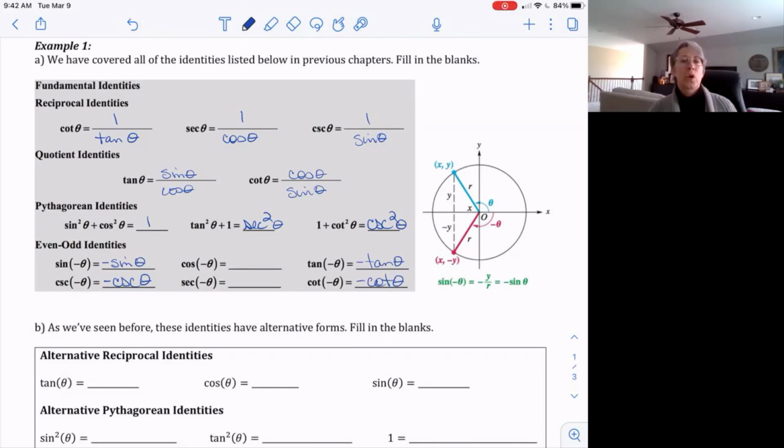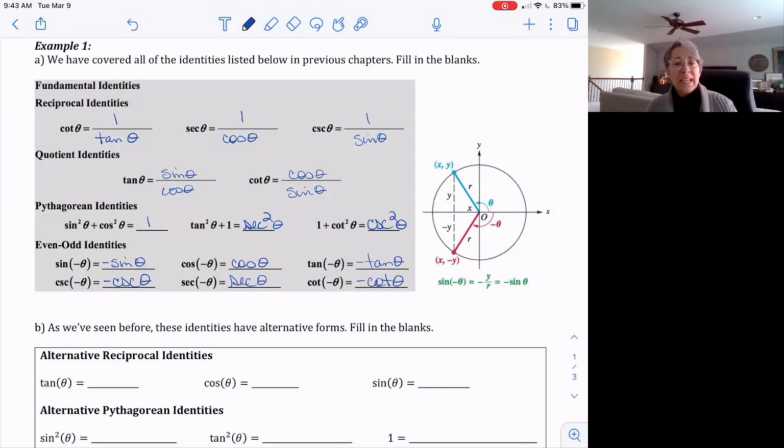Cosine and its reciprocal are the only even functions of the trig functions. So cosine of negative theta is exactly the same as cosine of theta. Secant of negative theta is the same as secant of theta.